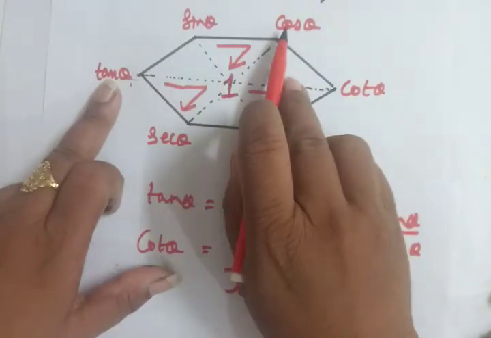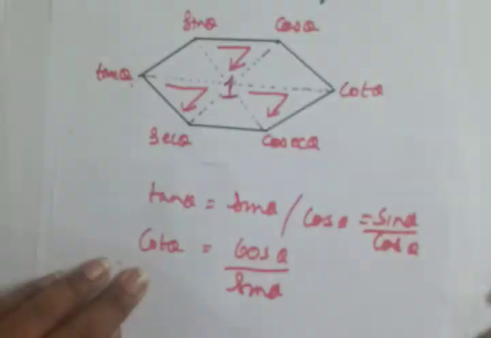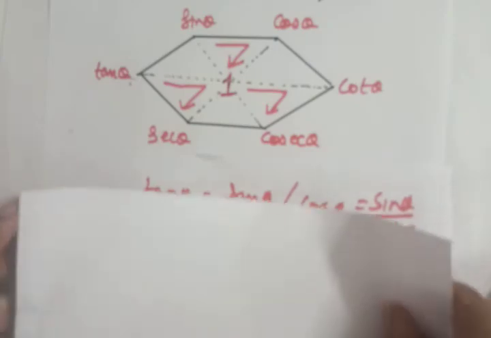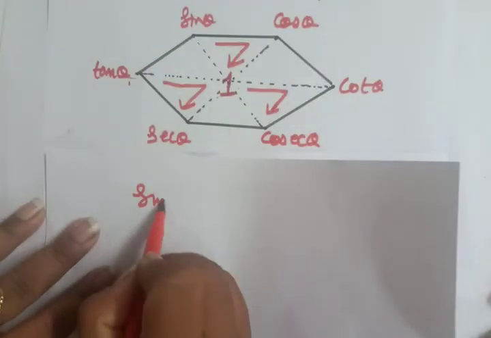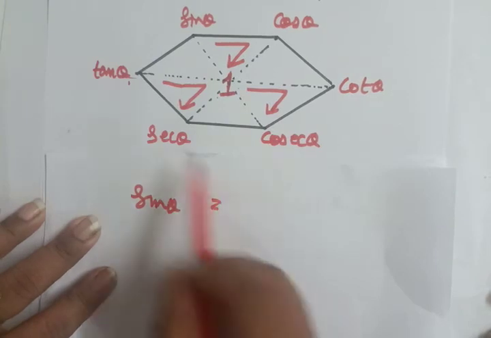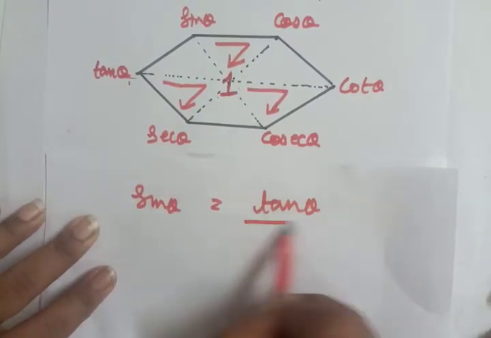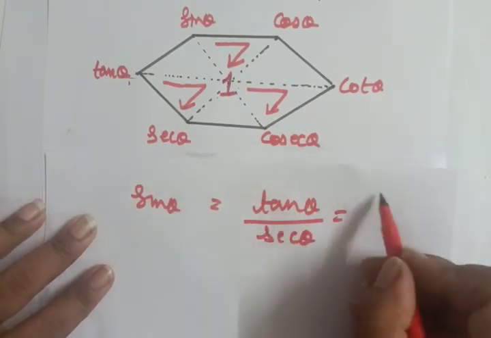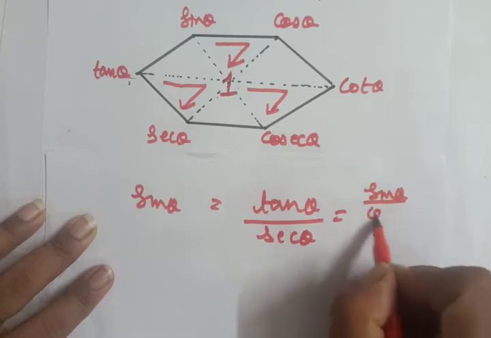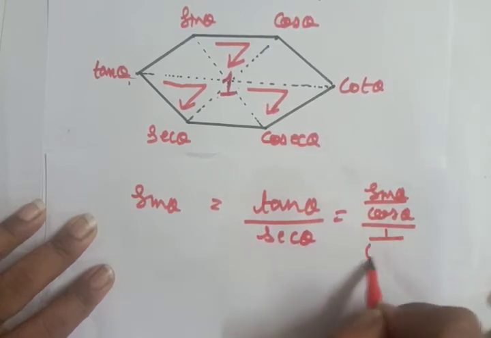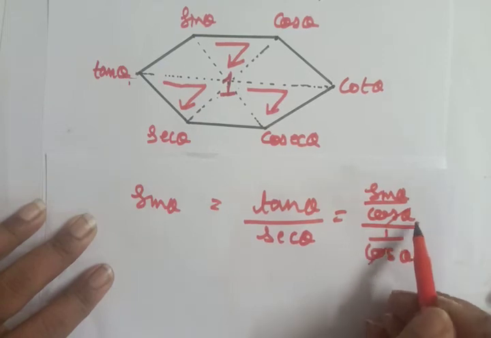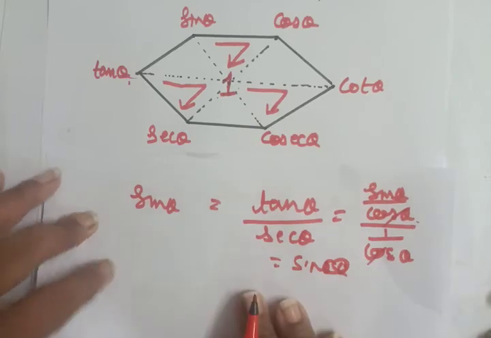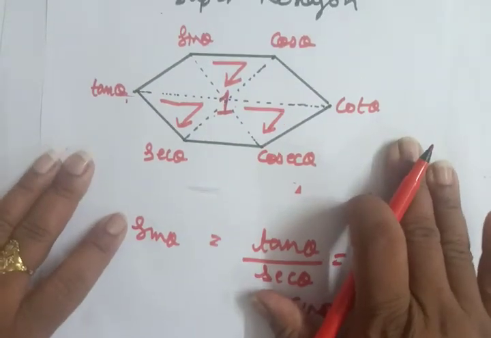Tan theta is equal to sin theta upon cos theta, cot theta is equal to cos theta upon sin theta, or we can say here sin theta is equal to tan theta upon sec theta. I am going to prove it for you. Tan theta is sin theta upon cos theta, and what is sec theta? 1 upon cos theta. Cancel out, that is equal to sin theta. Yes.